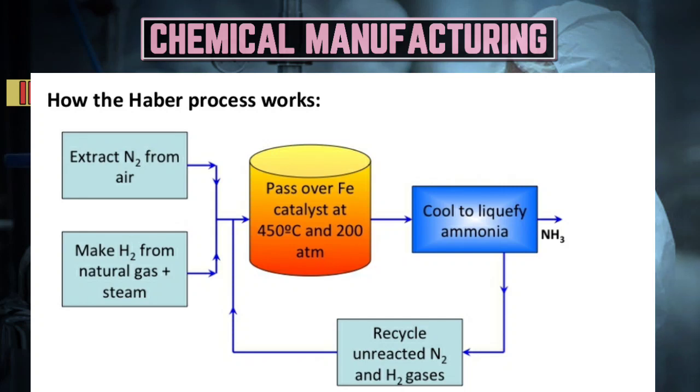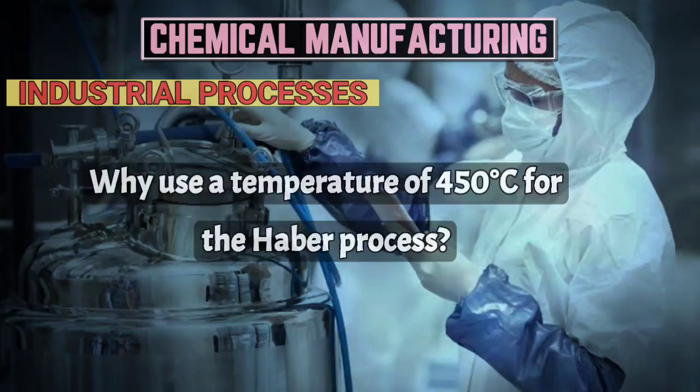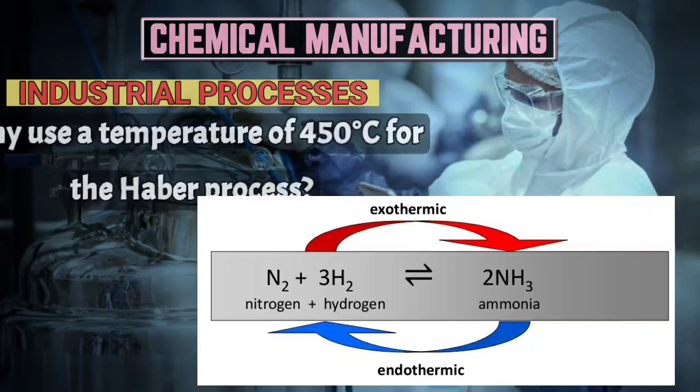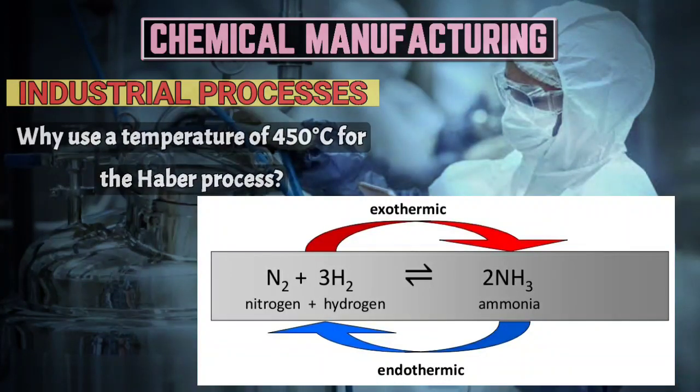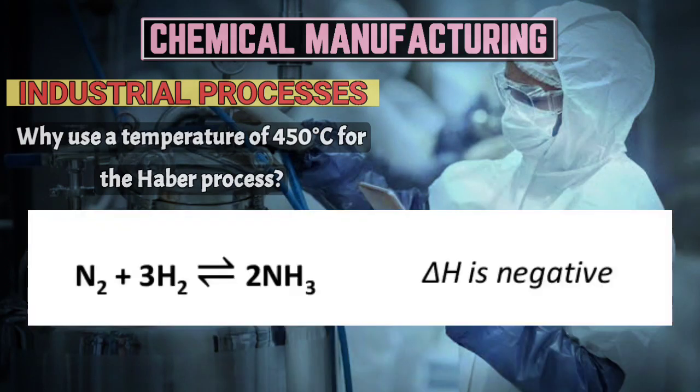So now the question is, why use a temperature of 450 degrees Celsius for the Haber process? To answer this question, you have to look at it that heat energy is given out when ammonia is formed. The forward reaction is exothermic, so heat is given out of the system. So it means that if we do the reaction at a temperature lower than 450, then we should get more ammonia in the reaction mixture at equilibrium.